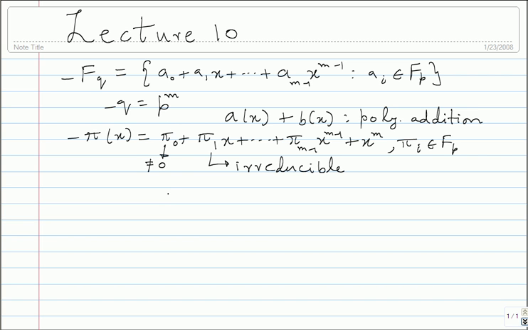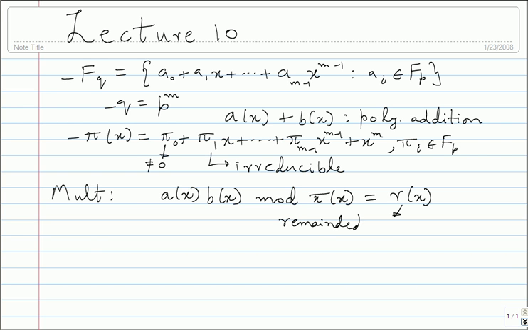Okay, so how do you multiply? Multiplication is done, like I pointed out, a of x times b of x. This is regular polynomial multiplication, and then you would do modulo pi of x. So what's modulo pi of x? This whole thing will result in r of x, where r of x is the remainder when a of x times b of x is divided by pi of x.